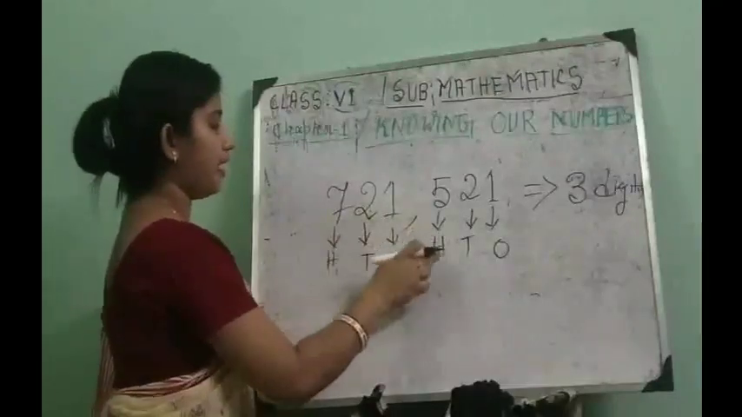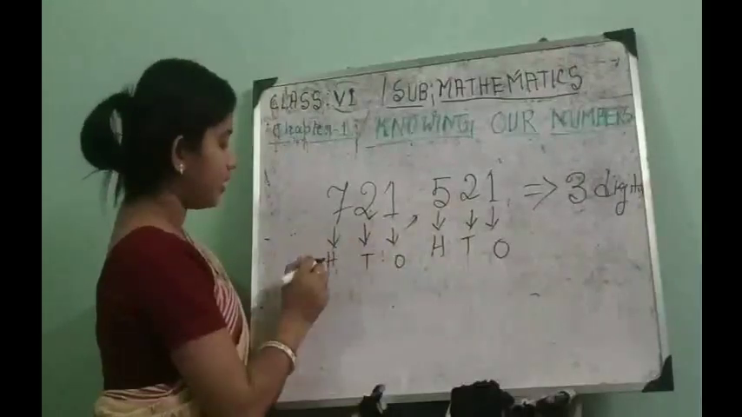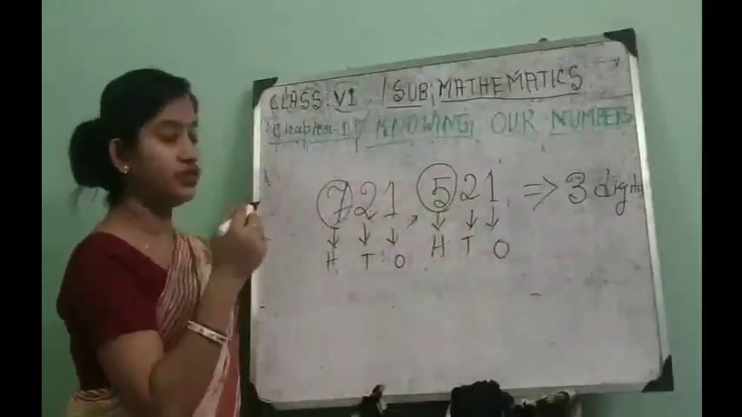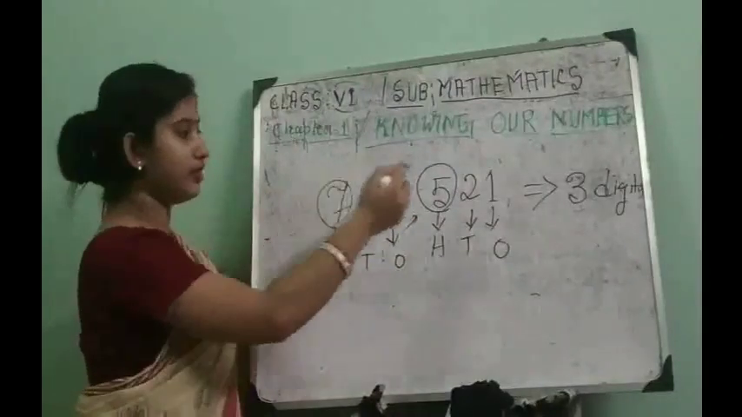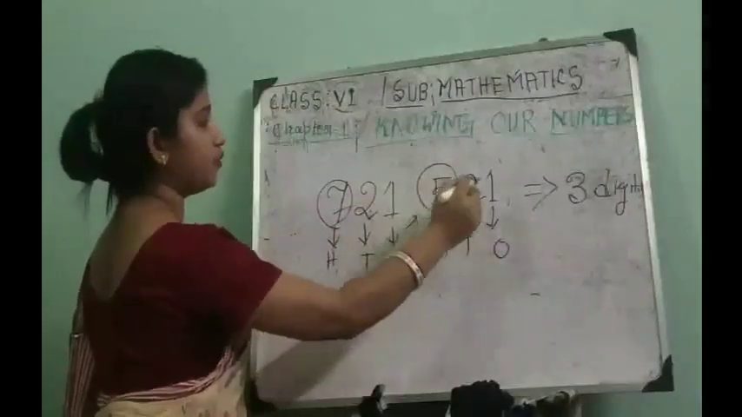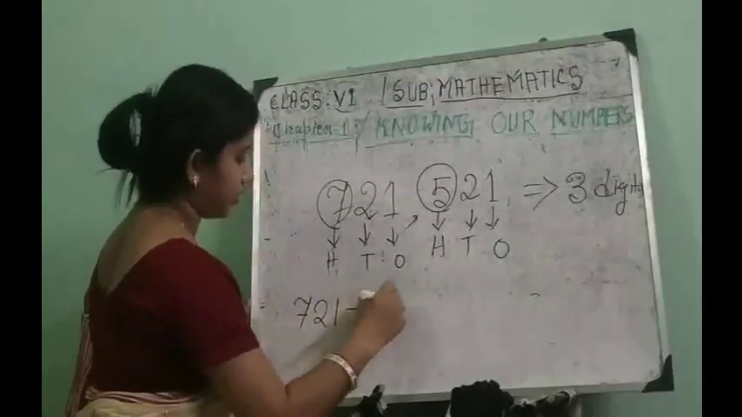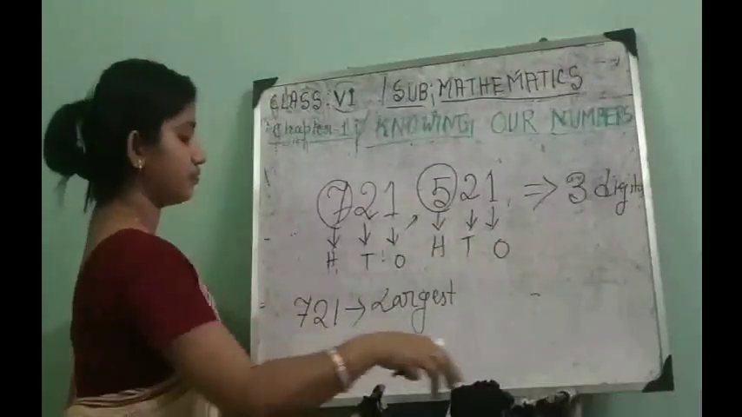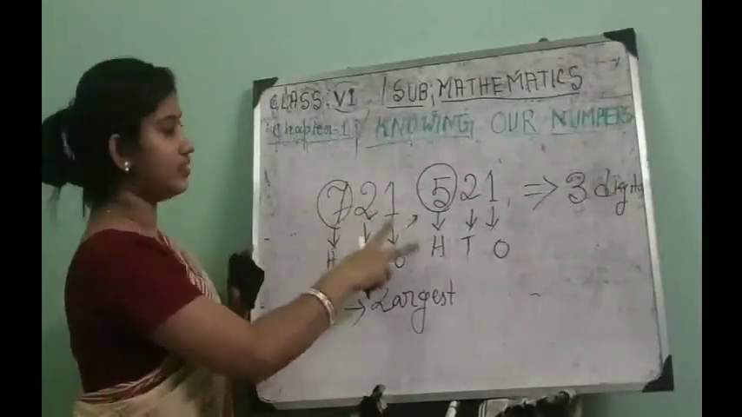So we compare between two numbers 100 places number. Here 100 places number is 7 and here 100 places number is 5. So what is biggest number? 7 or 5? Obviously 7 is biggest number, then 5. So 721 is larger than 521. So between two numbers 721 is largest. Here we compare two same digits number.